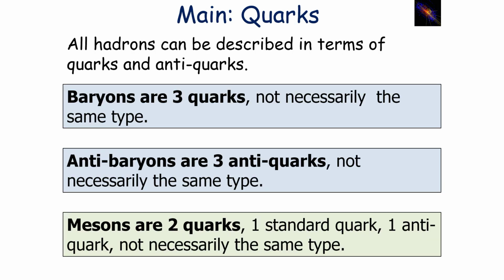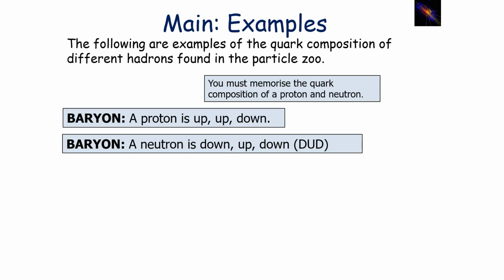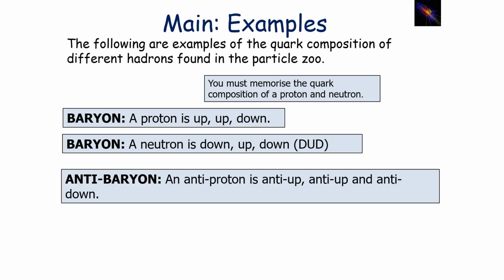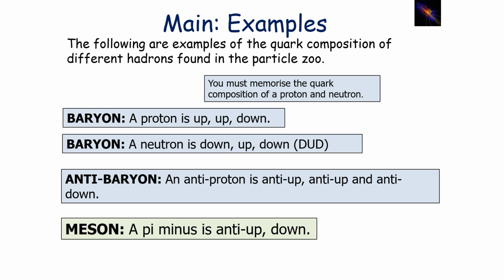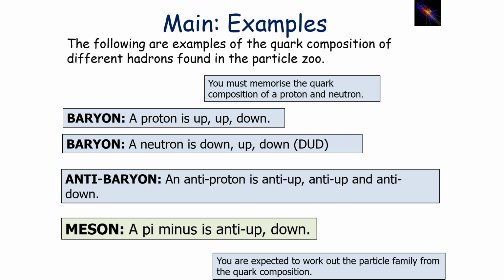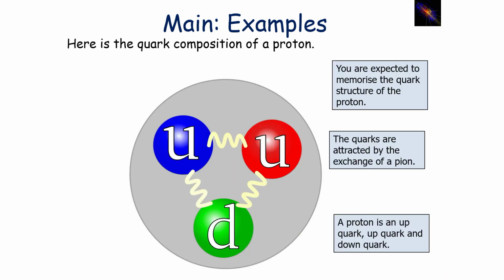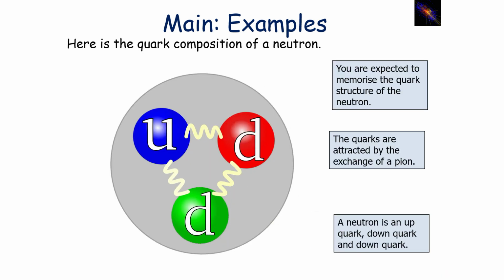So we've got our baryons of 3 quarks, our antibaryons of 3 antiquarks, and our mesons are 1 quark, 1 antiquark. Our baryon is a proton, which is up, up, down. Another baryon is a neutron, which is down, up, down. The antibaryons could be 3 antiquarks, and a meson could be 1 quark, 1 antiquark. And you can work out the particle family from the quark composition. So here's our proton. Here's our neutron.